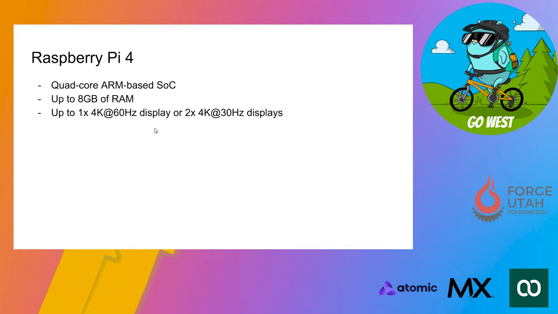So, for example, you can support a single monitor of 4K up to 60 Hz refresh rate, or you can have dual monitors of 4K 30 Hz. This makes it well suited for viewing cat videos or simple computer vision or machine learning applications. Not only that, but when you speak about quad-core ARM-based SoC, up to 8 GB of RAM, you may be wondering, doesn't that sound a lot like the phone I have in my pocket?